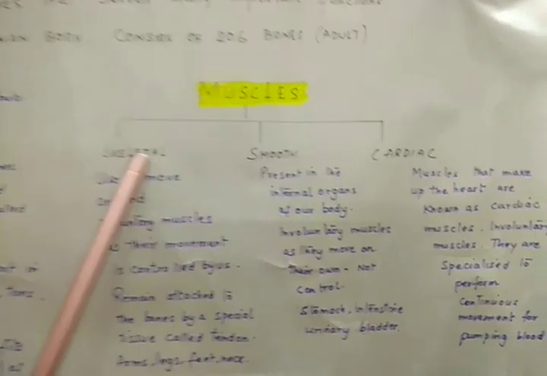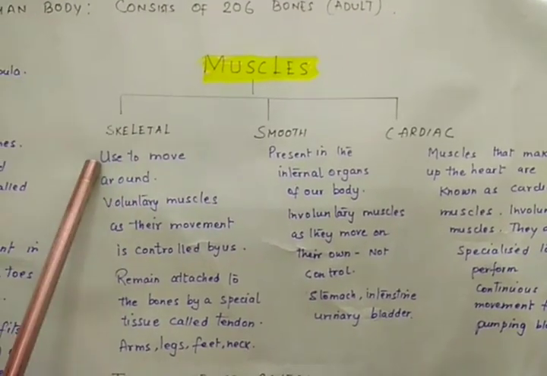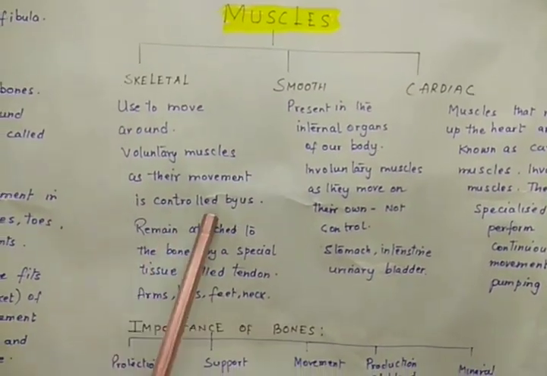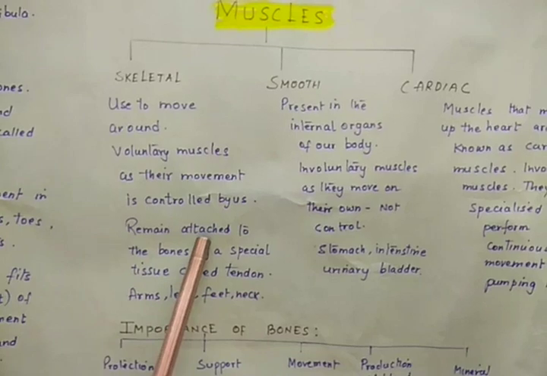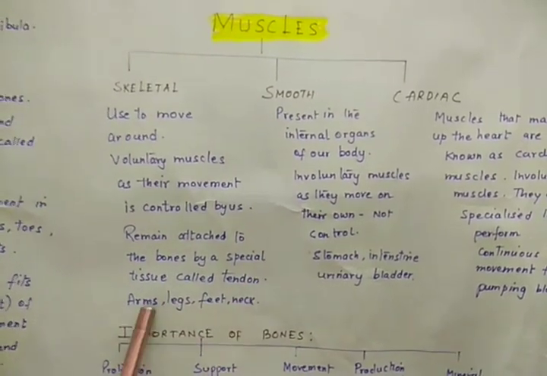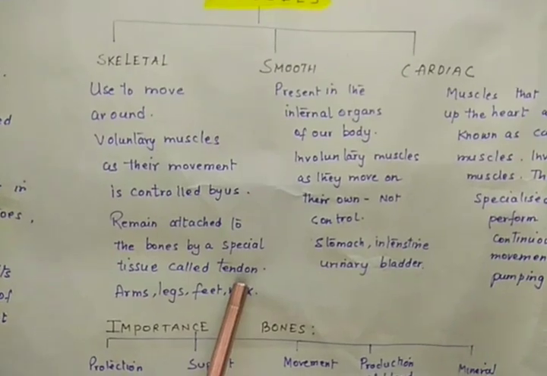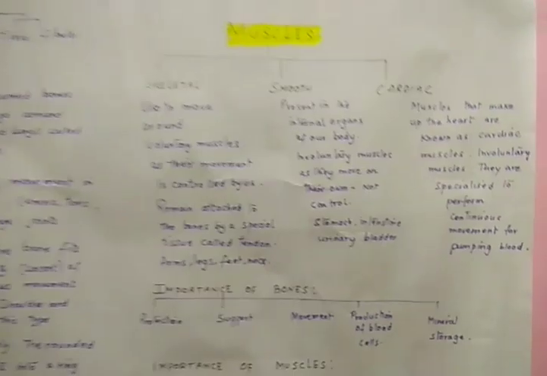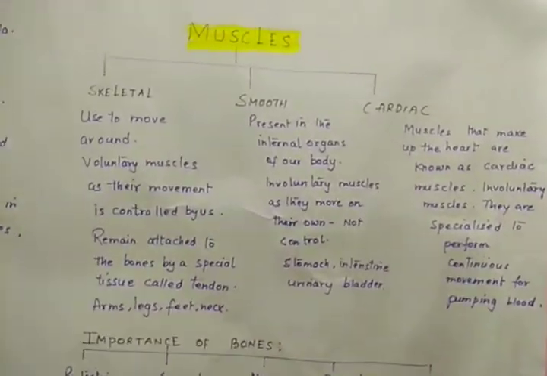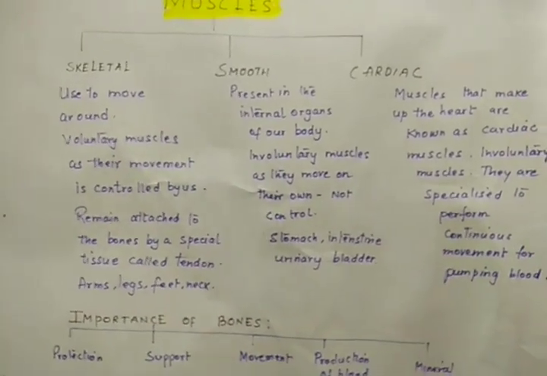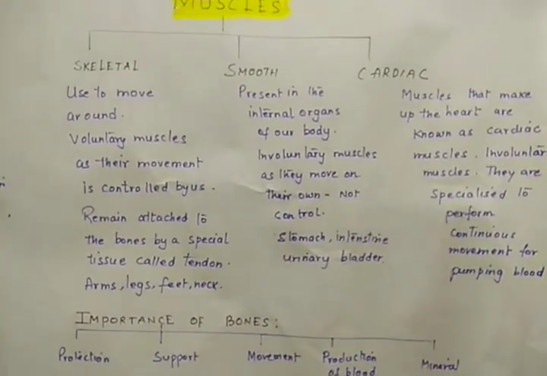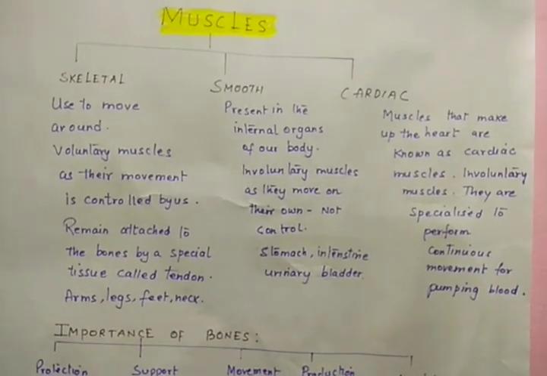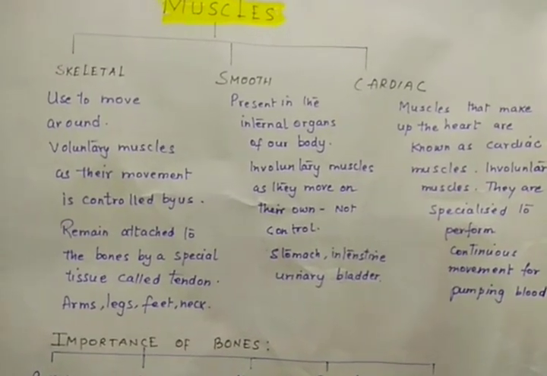Let's see. When we talk about skeletal muscles, I have written: used to move around. Voluntary muscles, as their movement is controlled by us, remain attached to the bones by a special tissue called tendon. What is very important to know is the term voluntary. What do you mean by voluntary? Voluntary means muscles which can be controlled by us. There are muscles in our body that are actually controlled by us. We can control those muscles.